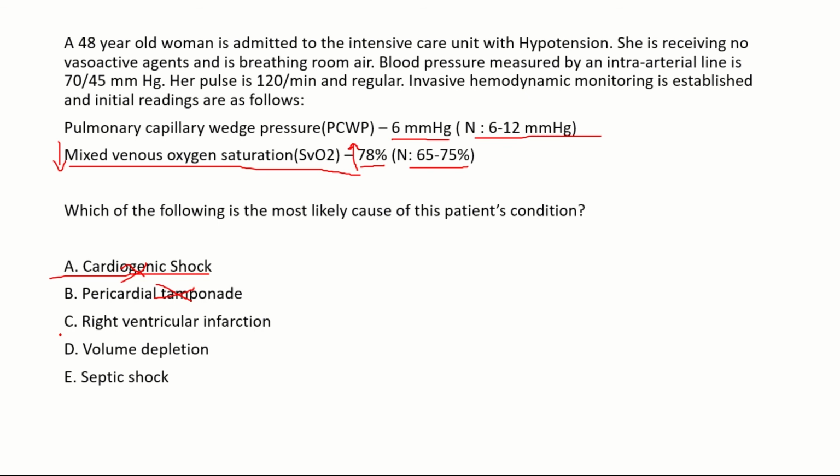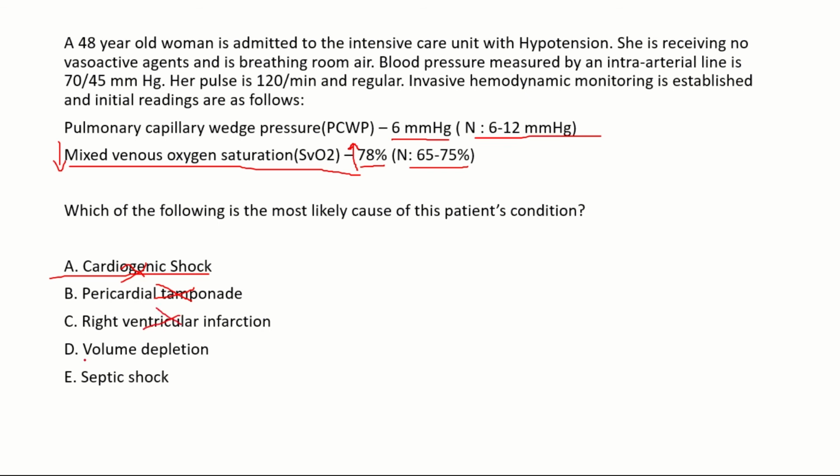Now, on the option C, we have right ventricular infarction. In the right ventricular infarction, the right ventricle cannot pump blood into the left ventricle. So if there is less blood in the left ventricle, then the cardiac output is going to be low. If the cardiac output is low, the mixed venous oxygen saturation is going to go down as well, but it is increased here. So this is also incorrect.